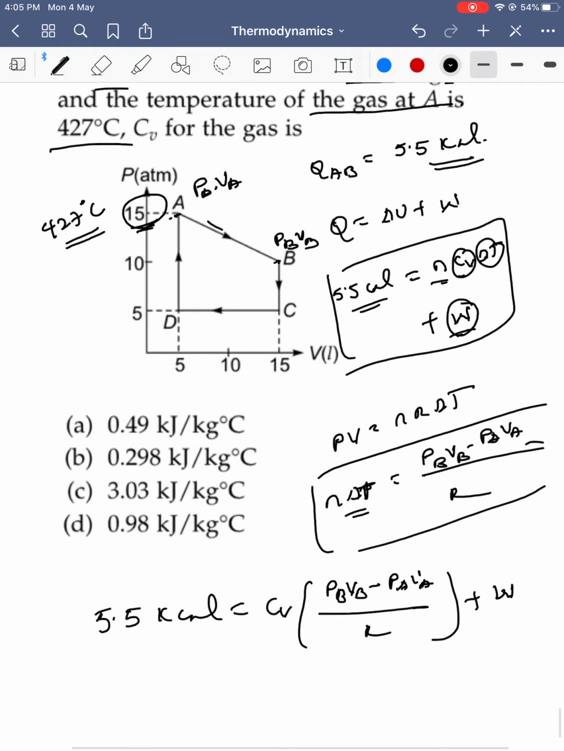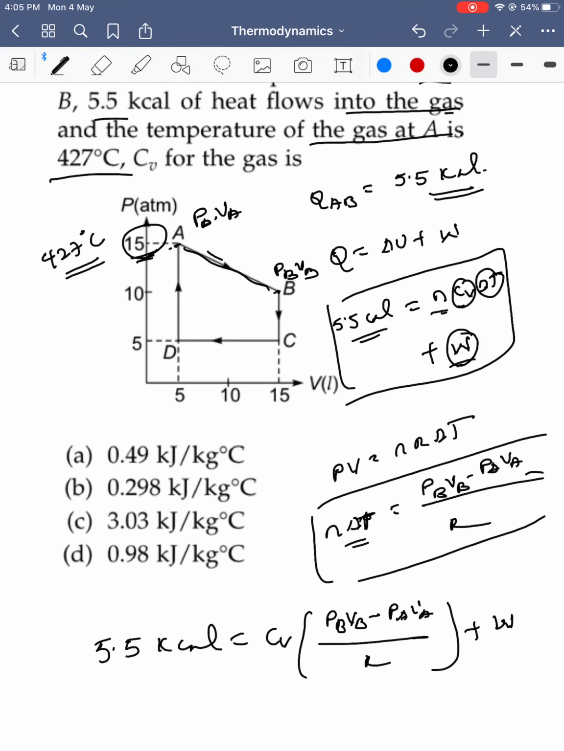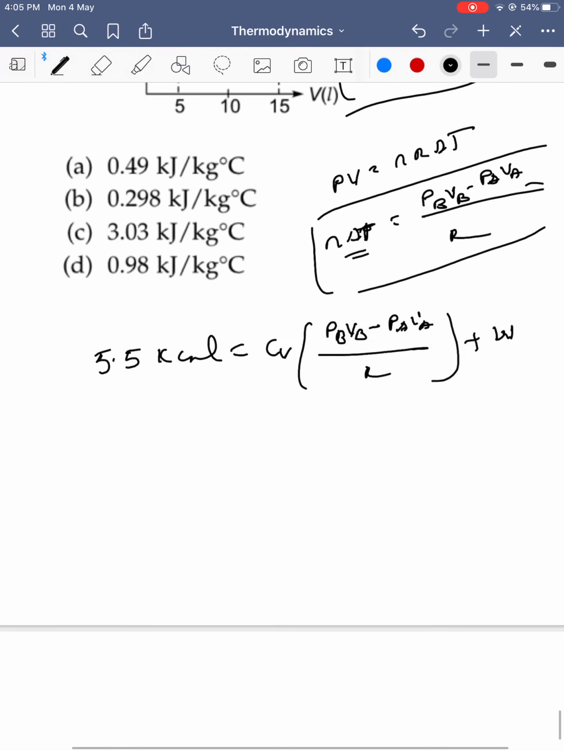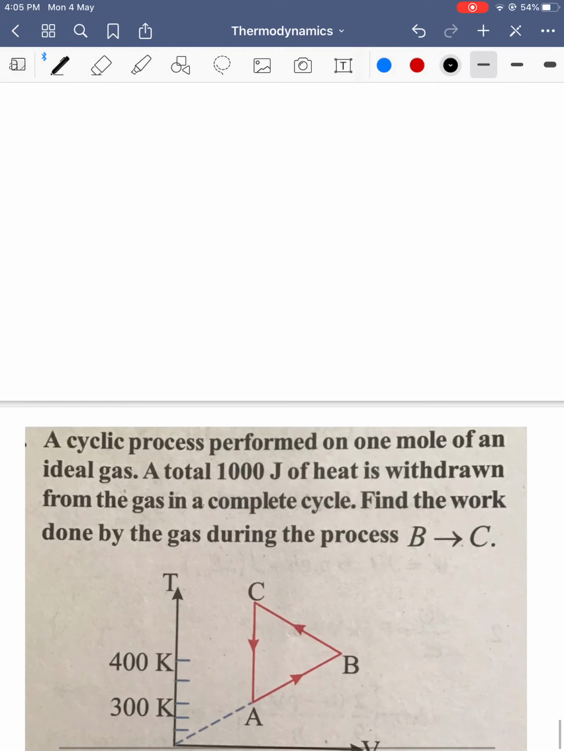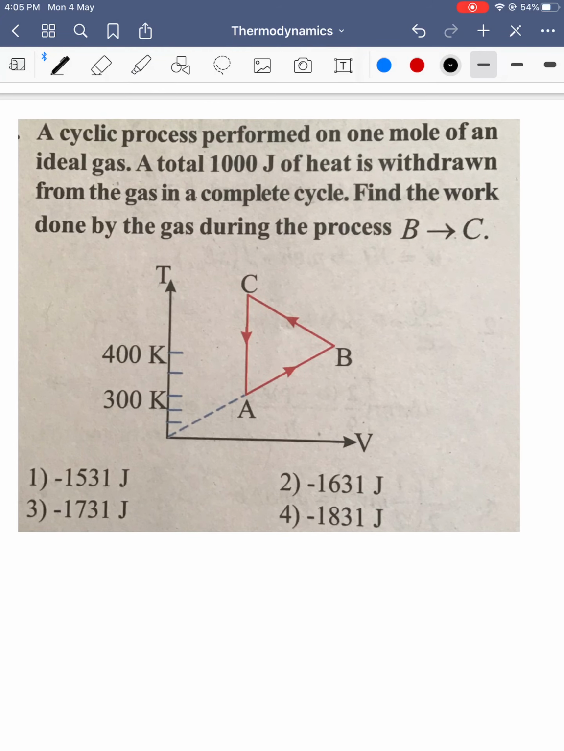Work done is nothing but the area under the curve for the AB process. From there we can get the CV value. So this is one of the important models. The last two questions are very important. I could not find many more questions, so listen to these parts carefully.